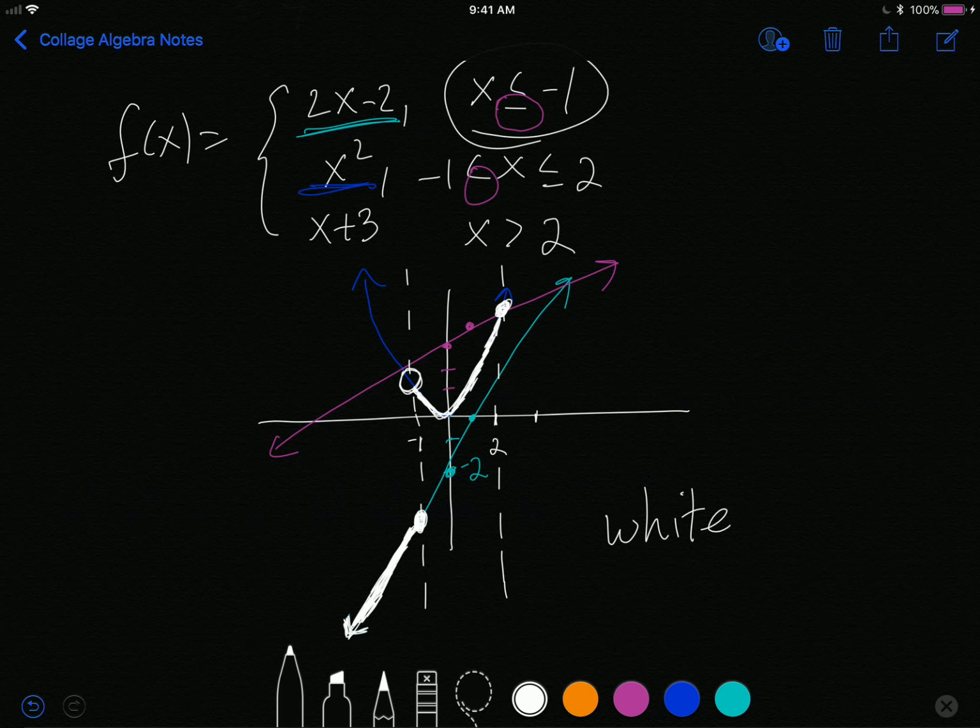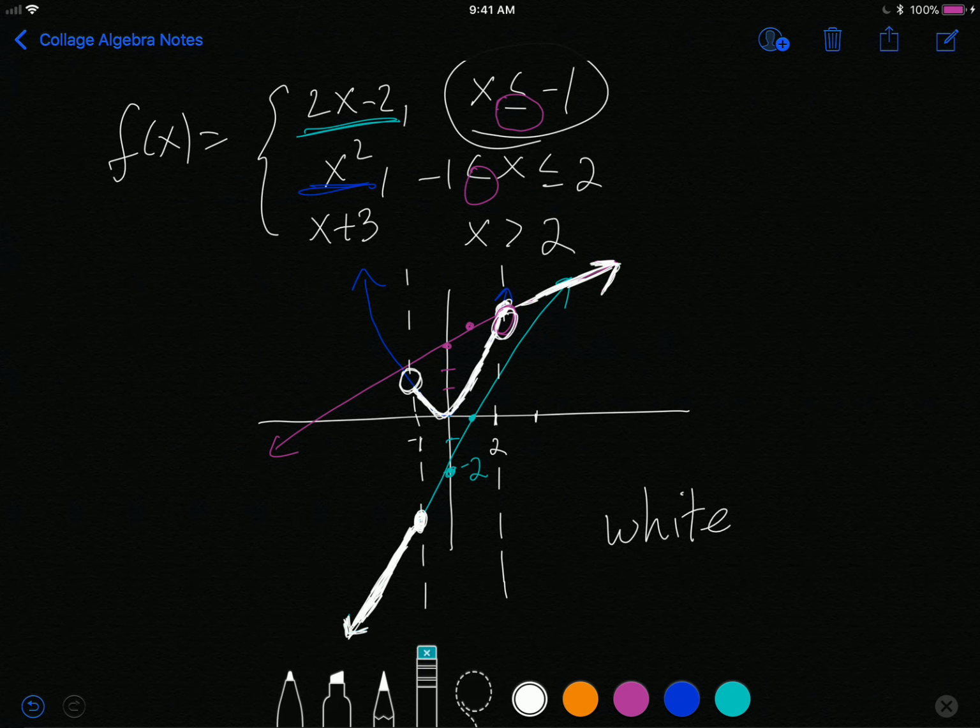Last but not least, when I am greater than 2, I use the purple graph. And so at this point right here, I'll have an open circle for my purple graph. One color. Open circle right here, and then I go the rest of the way, and that's my purple graph, like so.